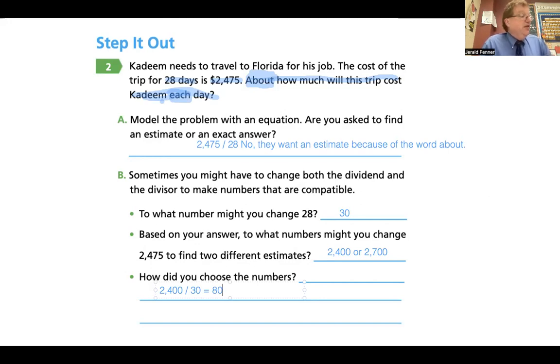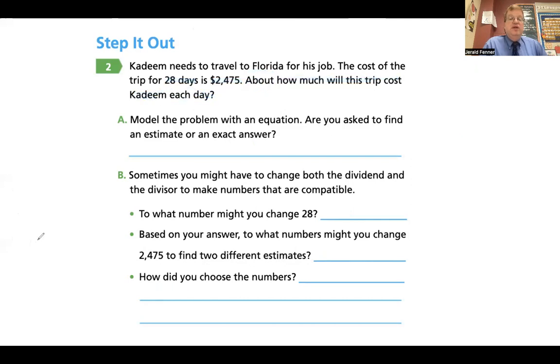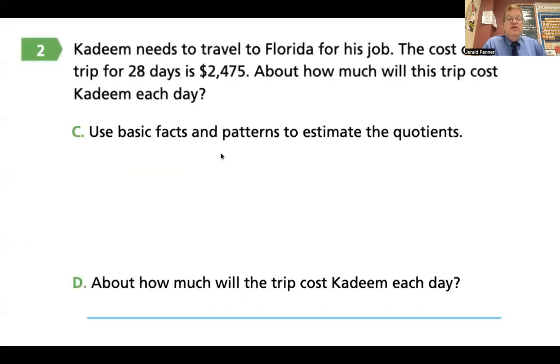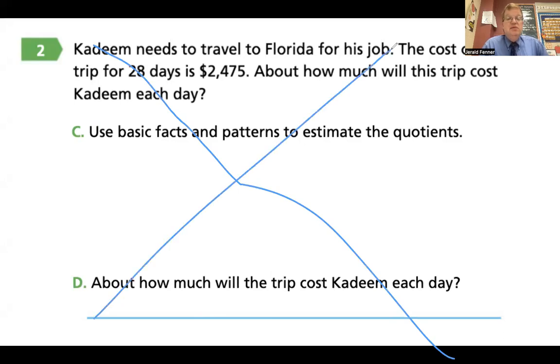Now, it says to use, okay, just a second. I'm having some technical difficulty. Okay, so it says use basic facts and patterns to estimate the quotient. I'm sorry, I'm not doing that. Take your pencils. No, thank you. I don't know about you, but I'm getting kind of tired of doing this. So let's move on.